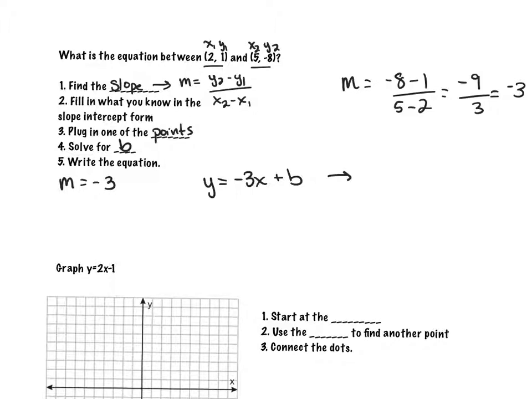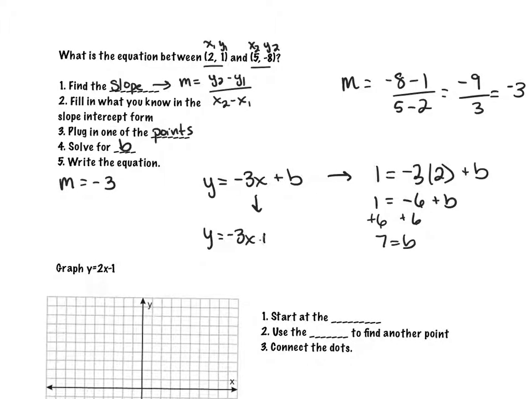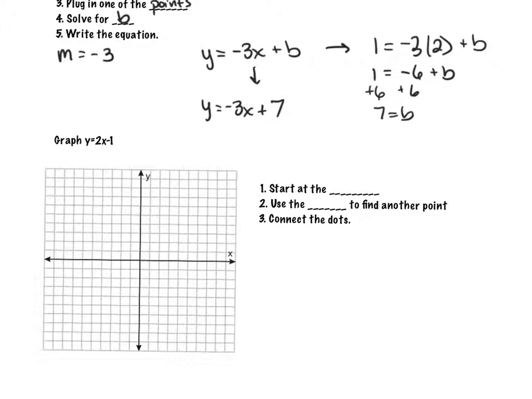So if I were to go over here and say, well, I know that y is 1 when x is 2, and now I have an equation that I can solve. So 1 equals -3 times 2, which gives me -6 plus b. Add 6, so 7 is b. And now I can take this and I can say, well, now I know that I'm going to add 7 and get. So last thing, talking about graphing.